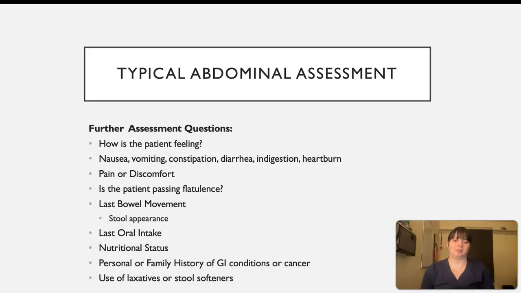Does the patient or does their family have a personal history of GI conditions, cancer? Do they have ulcerative colitis? Do they have Crohn's? This can also help identify any kind of advanced conditions. And then one other thing that I'd like to know, do they use laxatives or stool softeners?